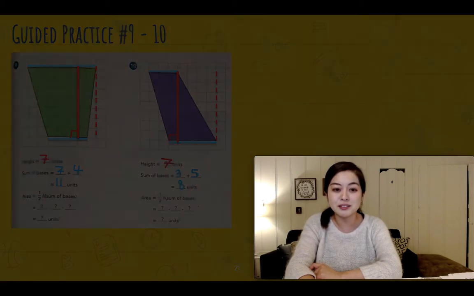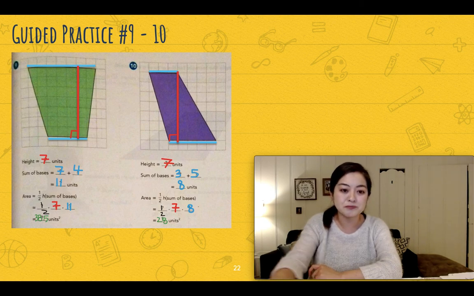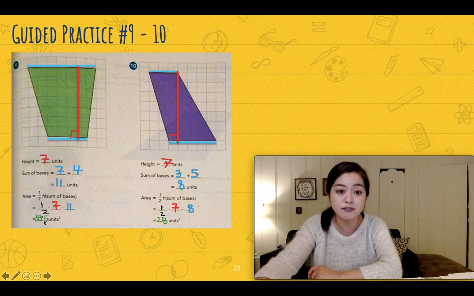Now I'm ready to input that in, and I get this, okay? And for here, I see that 7 times 11 is 77, and half of that is 38.5. And here, 7 times 8, well, I'm going to do half of 8 first. So half of 8 is 4, and then I'm going to do 4 times 7, and that's 28 square units over here.